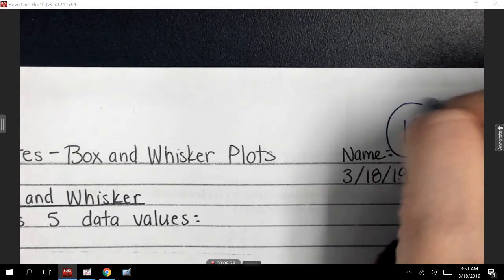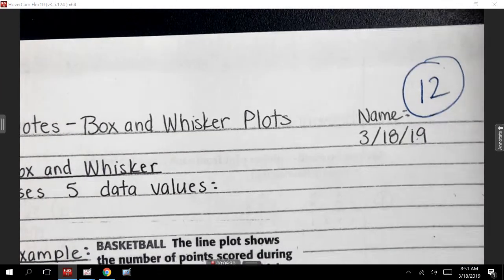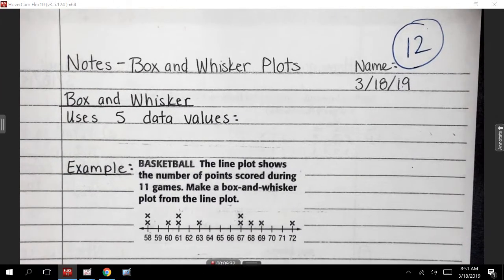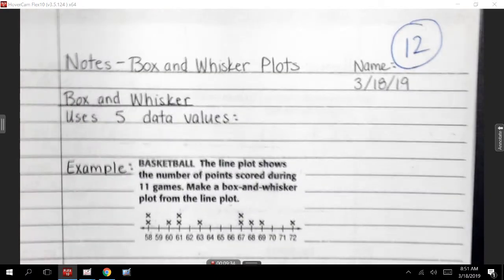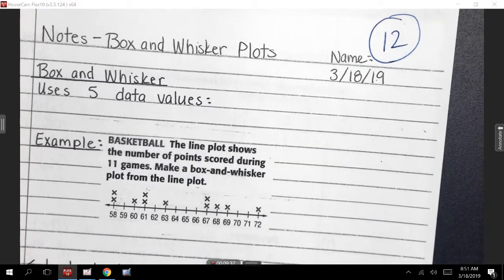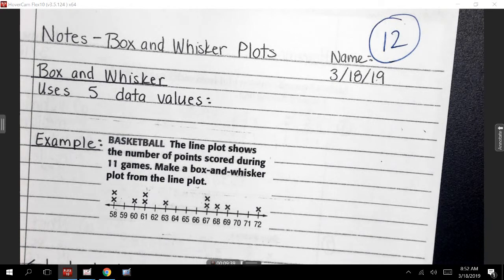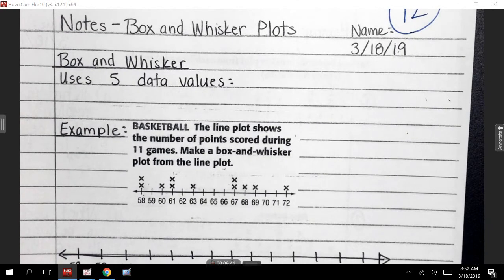All right. So today this is going to be number 12 in our notes. We're talking about box and whisker. Now, box and whisker has 5 data values on it.